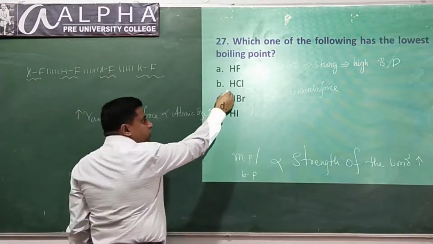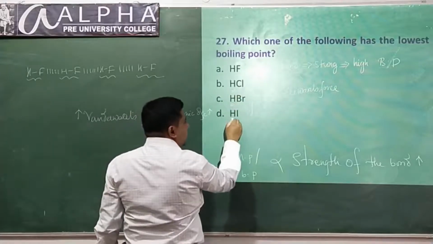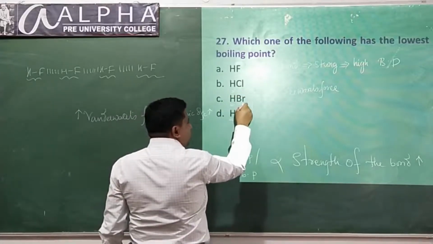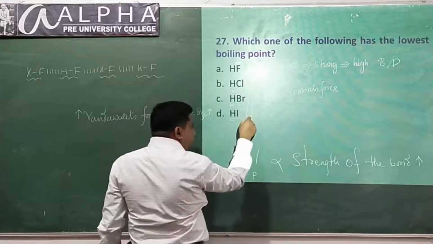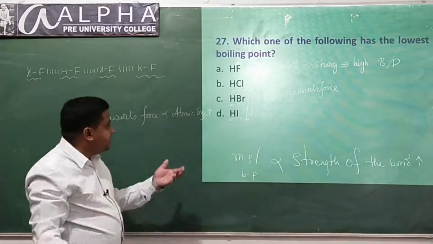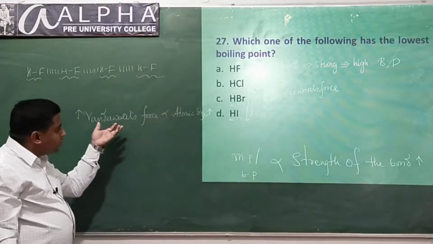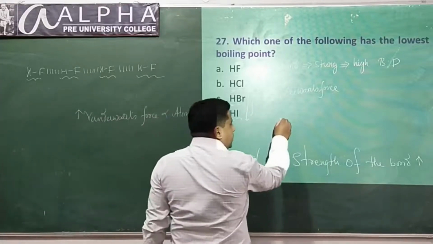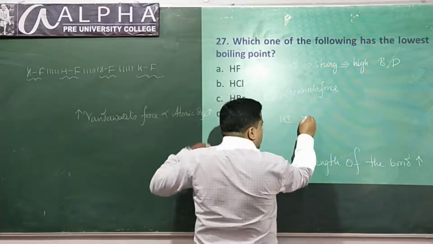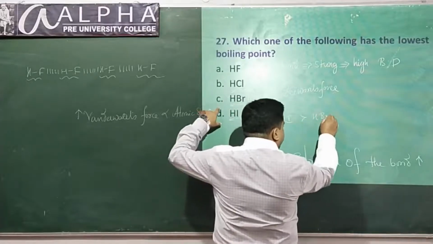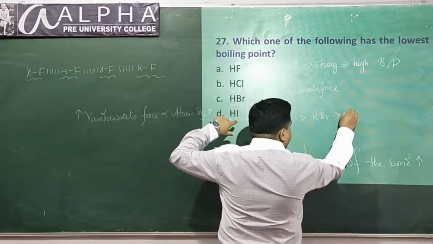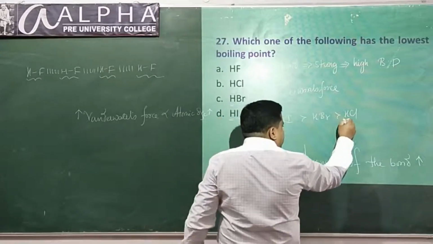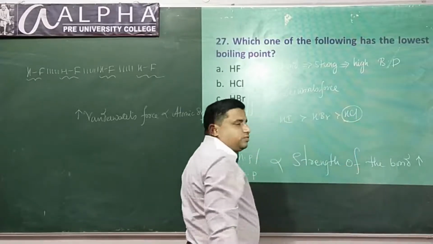We have hydrogen, hydrogen, hydrogen. Then we have chlorine, bromine and iodine. We know down the group, atomic size increases. As the atomic size increases, van der Waals force will increase. That means hydrogen iodide has more van der Waals force than hydrogen bromide, which has more van der Waals force than hydrogen chloride. So hydrogen chloride has weakest van der Waals force.